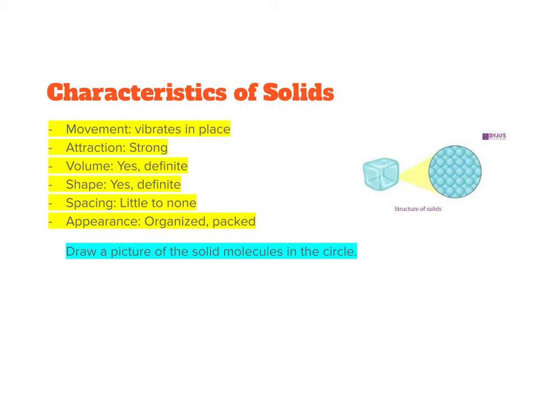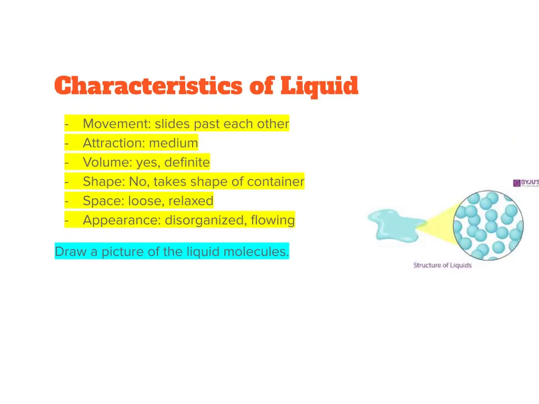When you finish writing down what's highlighted in yellow there, then the next thing you want to do is draw a picture of what you see on the right-hand side of the screen. This picture is used to show what the molecules of a solid look like. Next, we'll move into characteristics of liquids, whether it's water, or orange juice, or milk, Gatorade. These are characteristics that all liquids have in common.